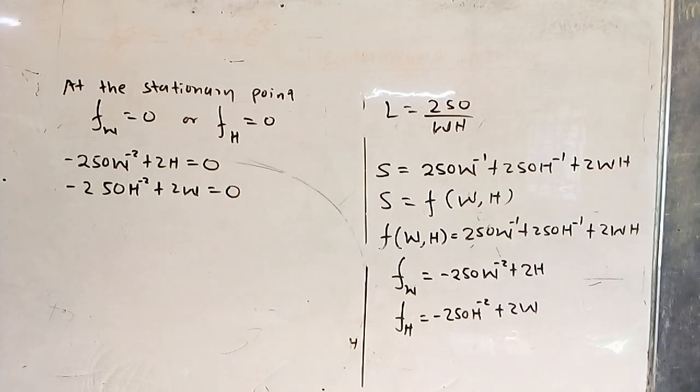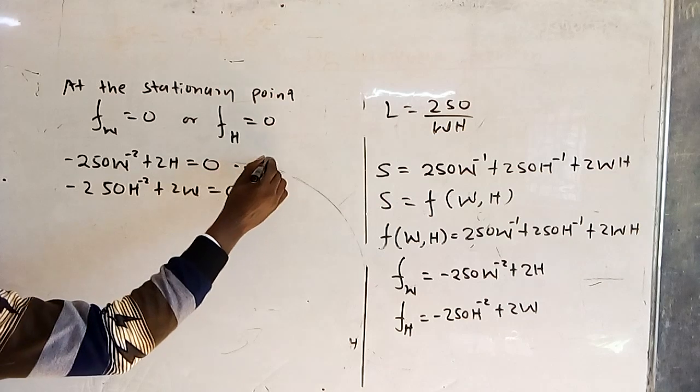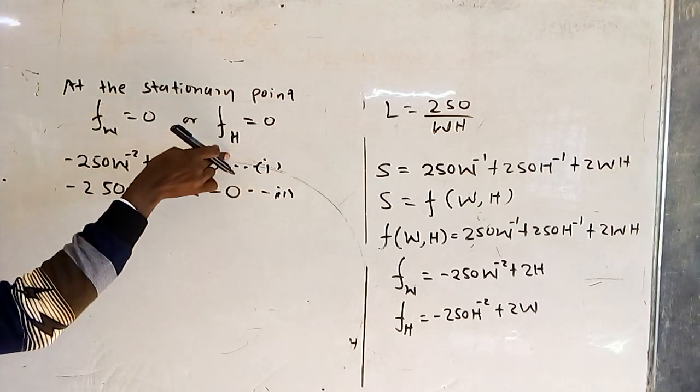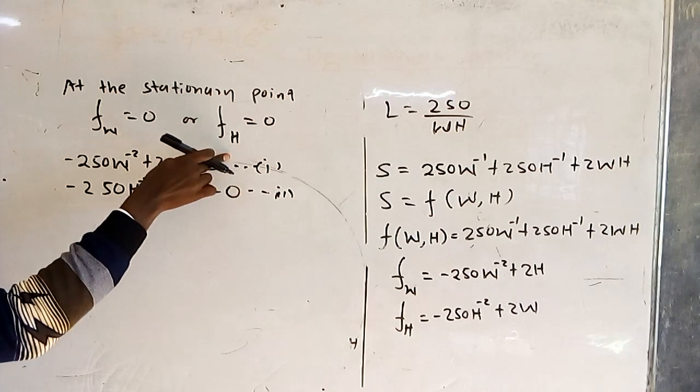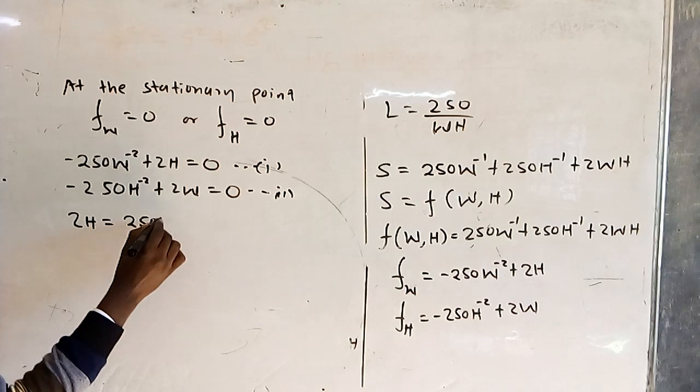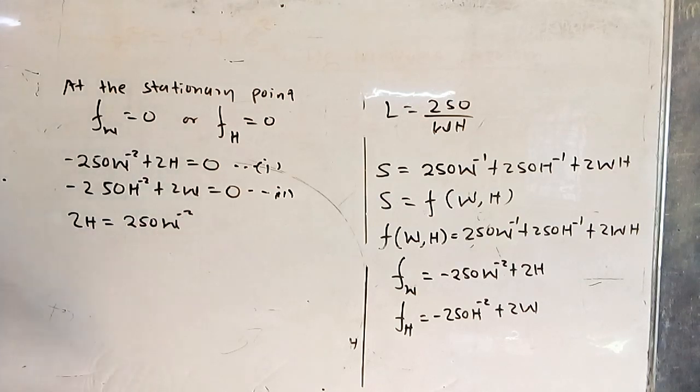Is that okay? We now solve the two equations. To solve the two equations, what do we do? Start with the first one. The first equation is that. The second one is that. So the first one, you can take this negative 250 w to the negative 2 to the other side, isn't it? So you get 2h is equal to 250 w raised to negative 2, isn't it?